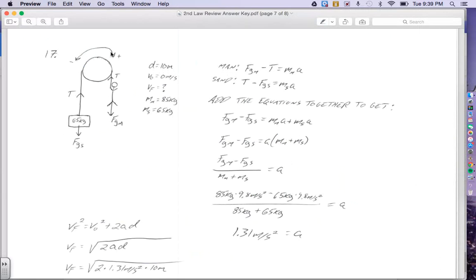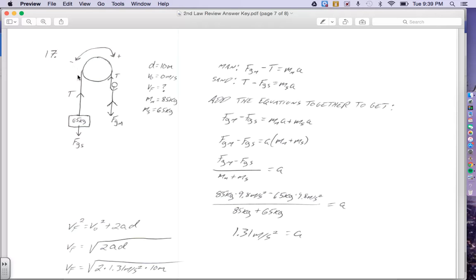So here's my picture. It's an Atwood's machine. The man's on the one side. The 65 kilogram bag of sand is on the other side. And here are the forces. On the bag, there's tension up, and the force of gravity acting on the sand going down. For the man, the tension goes up and his force of gravity goes down. I call this F of G S for the sand and F of G M for the man.